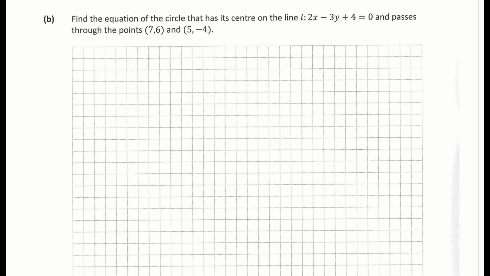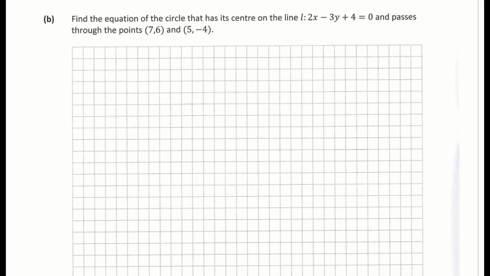So part B, find the equation of the circle that has a center on the line L and passes through these 2 points. So there's different ways of doing this question. What I'm going to do here is form 2 equations of the line and find the point of intersection of those 2 lines in order to find the center of the circle.